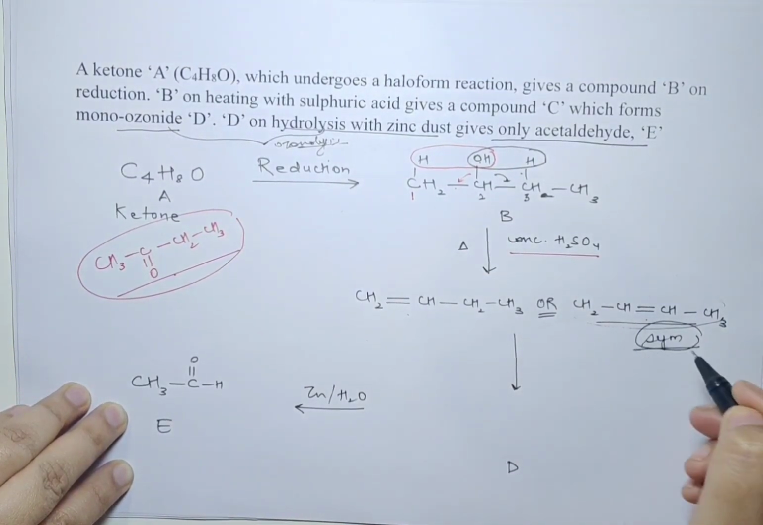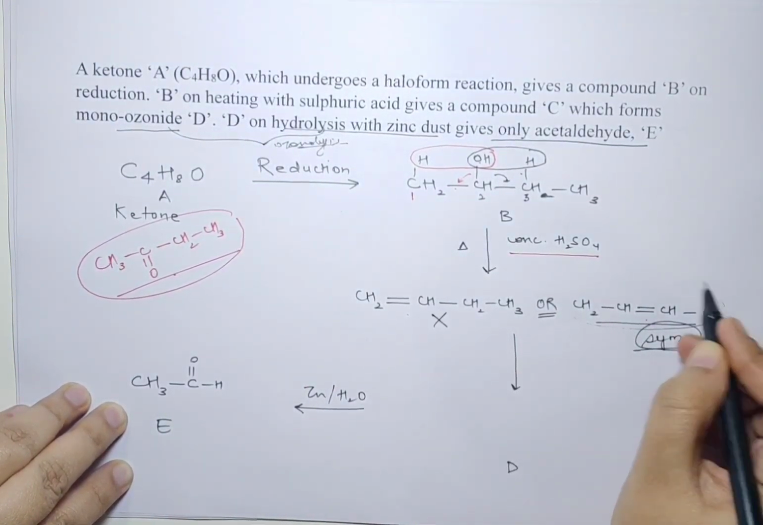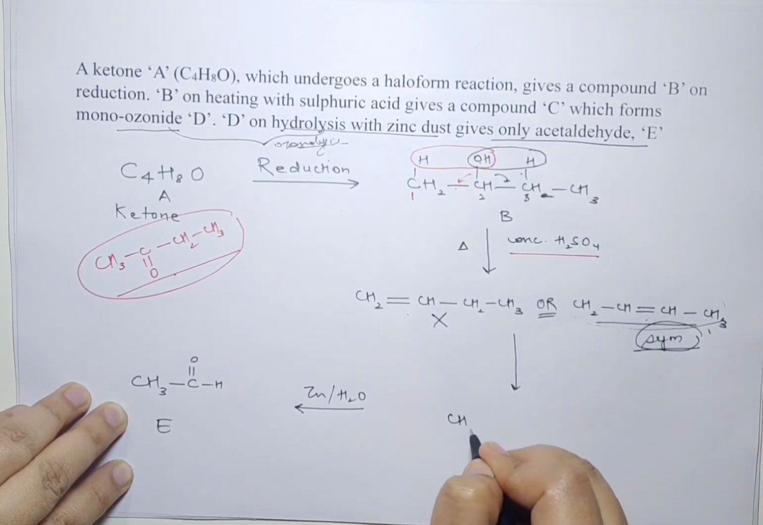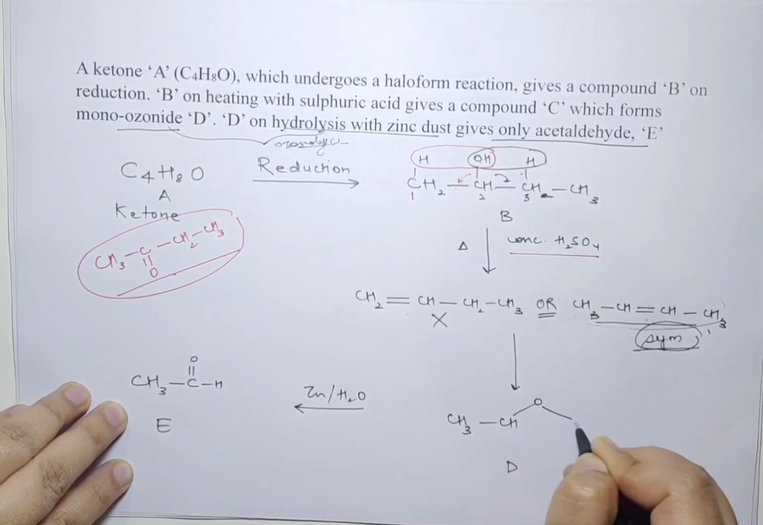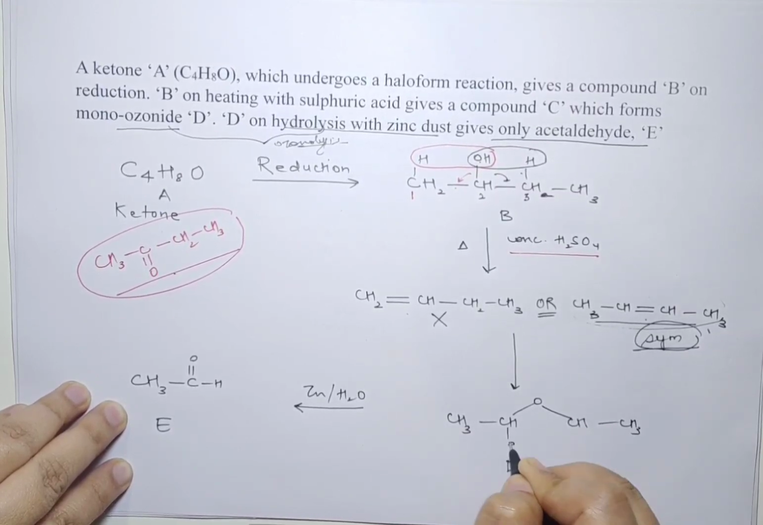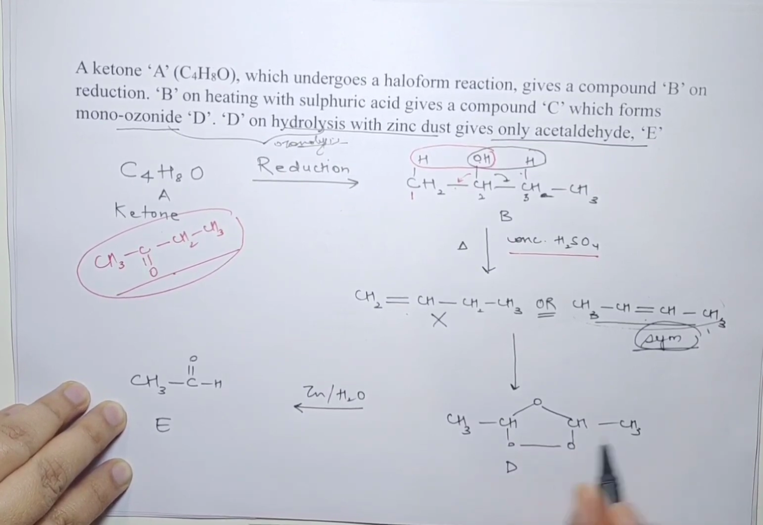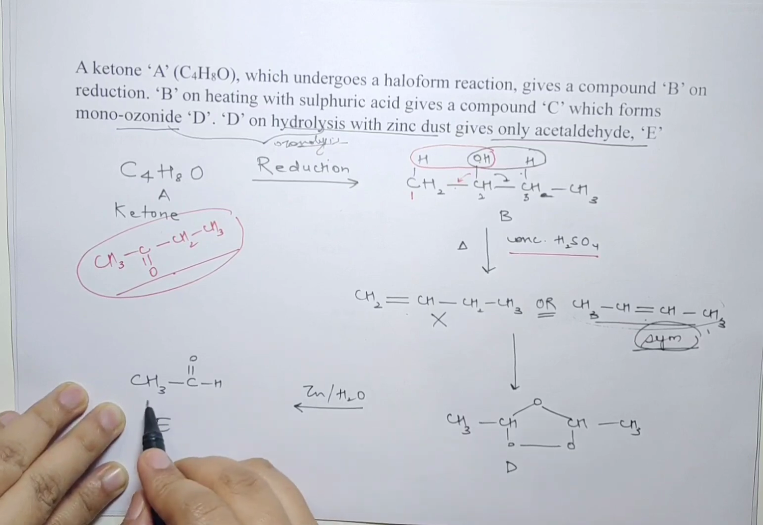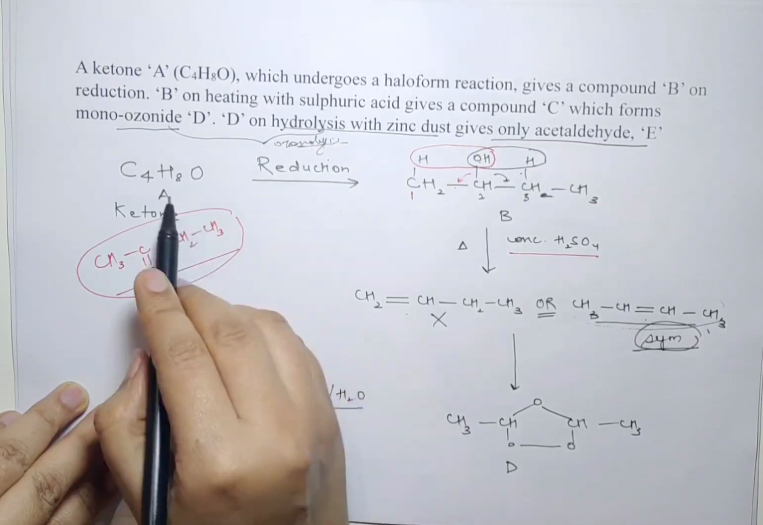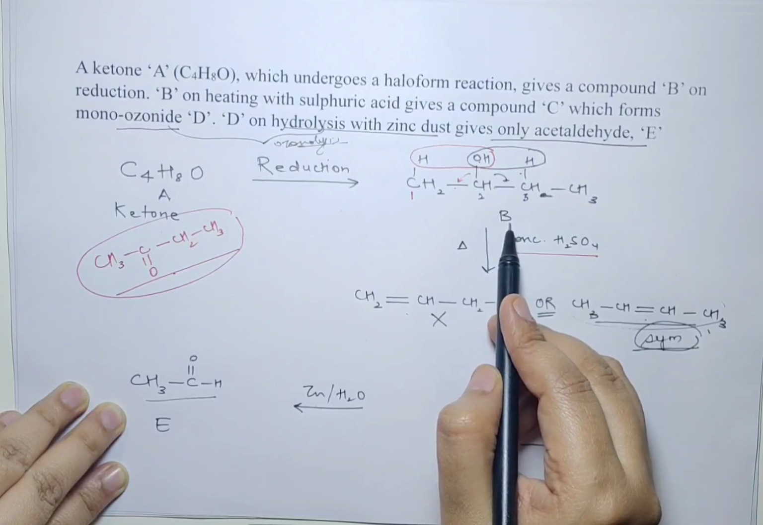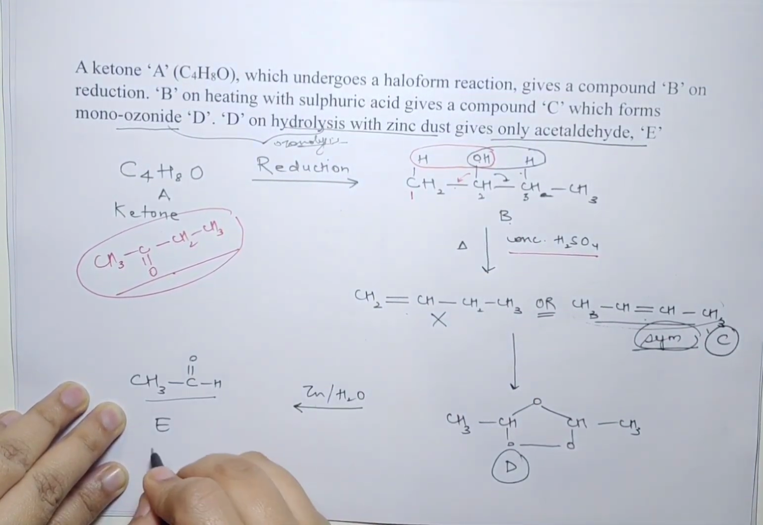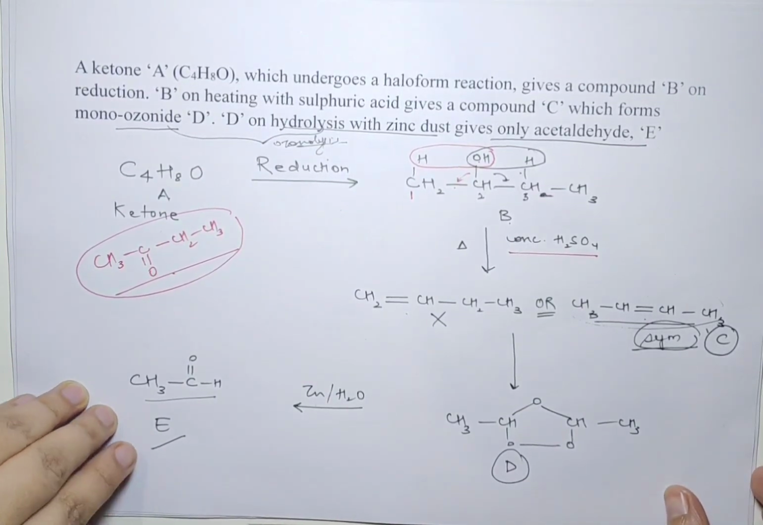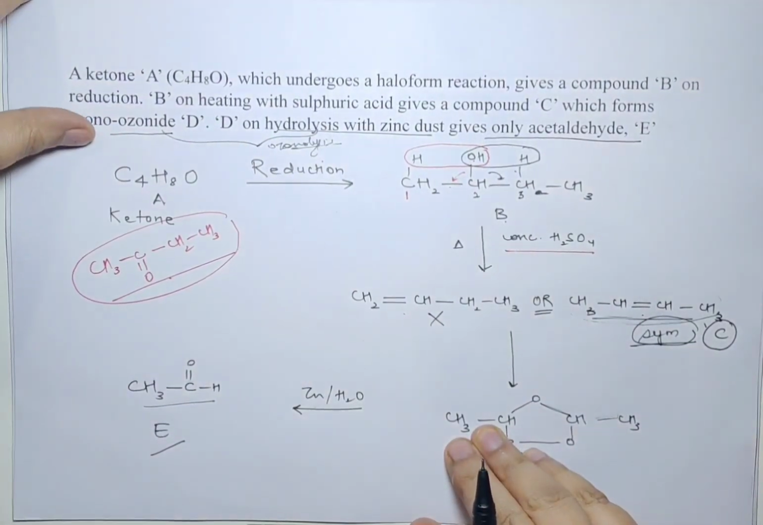So after we have ruled this one out, let's make the structure of D. CH3, CHO, CH, CH3, O, O. This is your ozonoid, which upon hydrolysis with zinc dust gives only acetaldehyde. So this is your A, this alcohol is your B, your C would be this alkene, D is this ozonoid, and E is the acetaldehyde. I hope it makes sense. Let's move on to the next question.